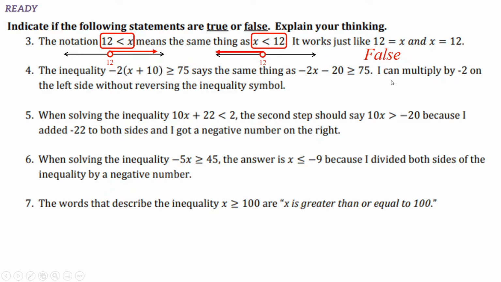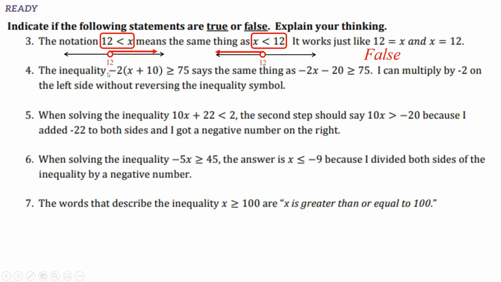So I can multiply by -2 on the left side without reversing the inequality symbol. Now that's a true statement, because yes, if we multiply or divide by a negative number to solve an inequality, we do reverse the orientation of the inequality symbol, but that means we are multiplying or dividing both sides by a negative number. If we are just simplifying one side, it does not affect our inequality symbol.